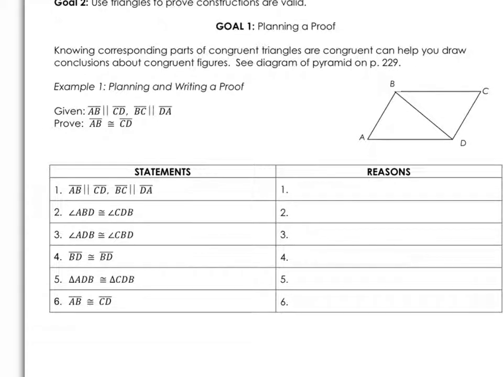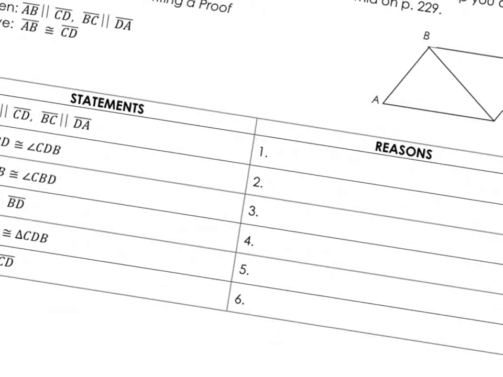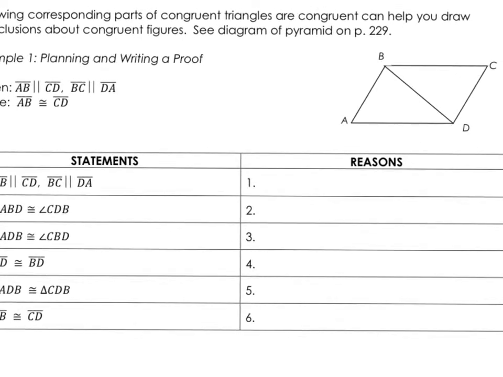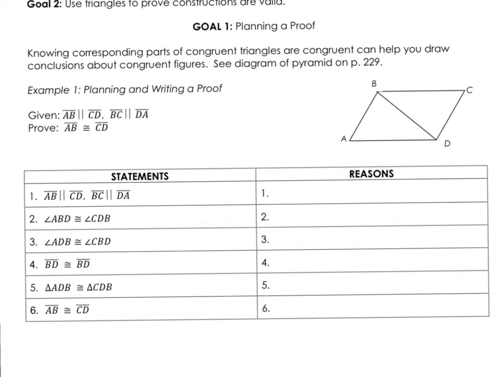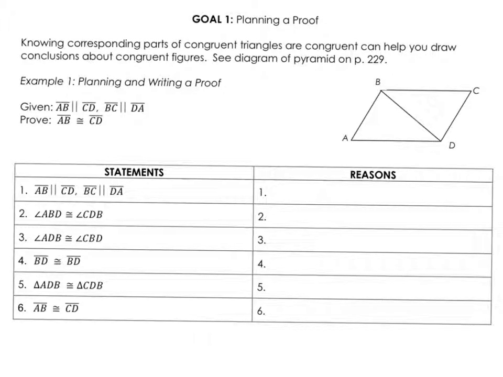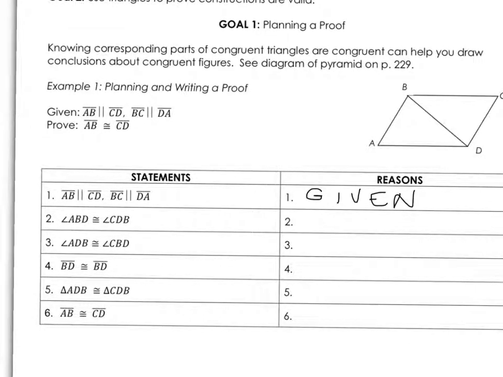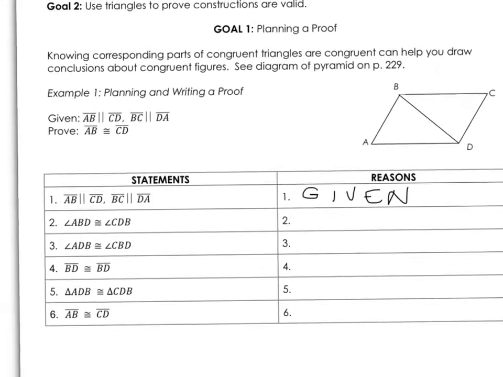Well, let's take a look at our proof. And let's say we're looking at this now, and what allows us to say this? Well, we're allowed to say that AB is parallel to CD and BC is parallel to DA because we were given that. So let's just write that is given. And my handwriting's a little bit messy here on this iPad, but hopefully that's legible.